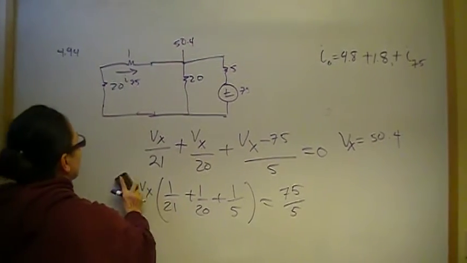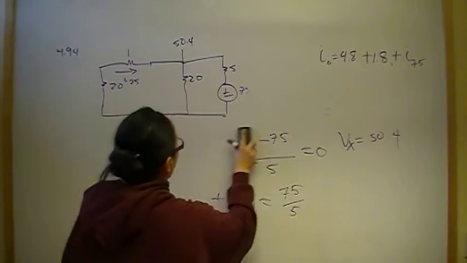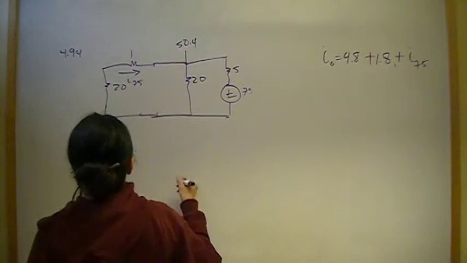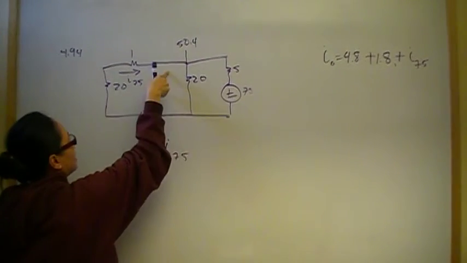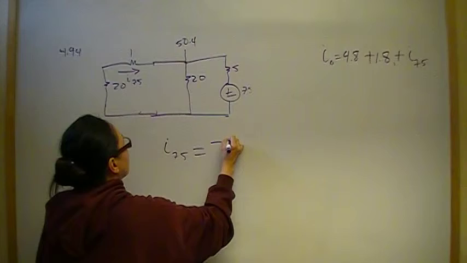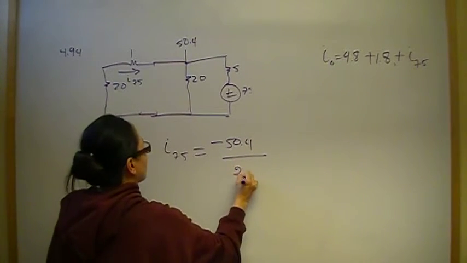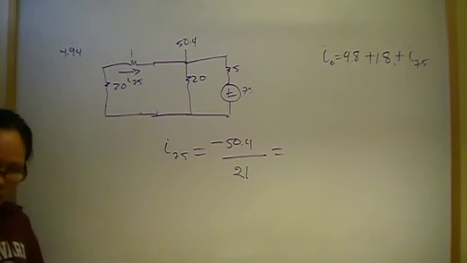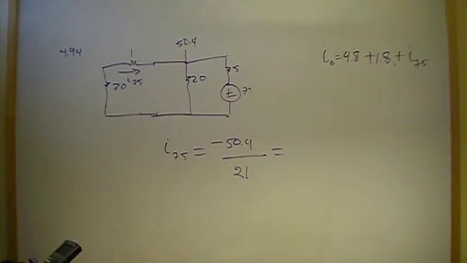I'm looking for I-75. The schematic is telling me that I-75 is going into the node, which means the current is negative. So I-75, since it's going into the node, is going to be negative 50.4 over 21. 50.4 divided by 21 is negative 2.4.